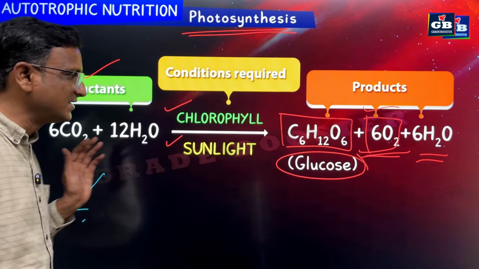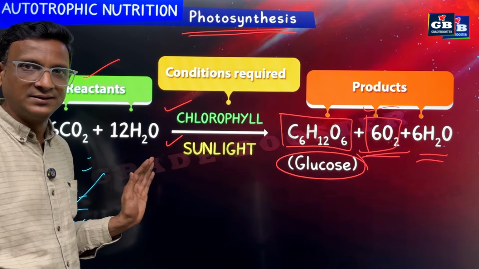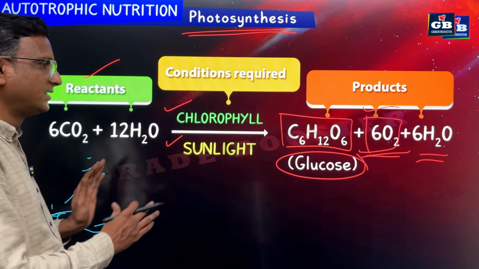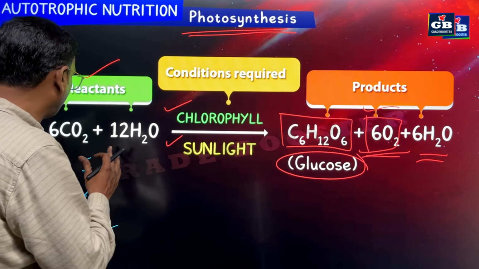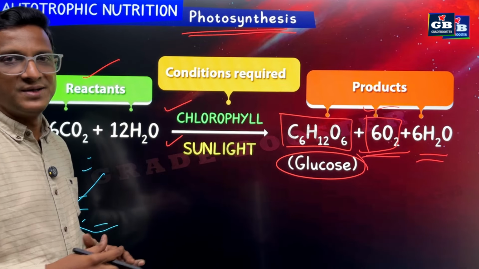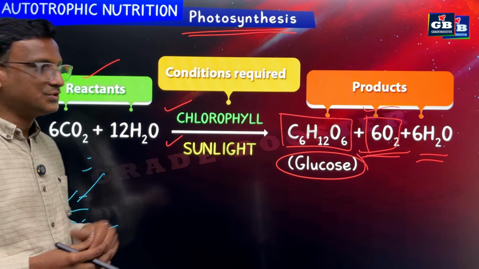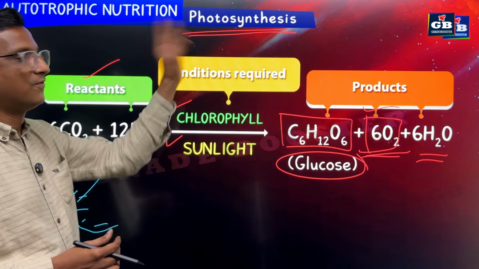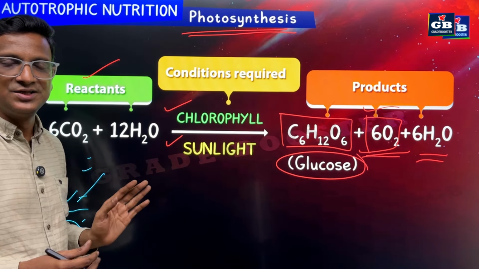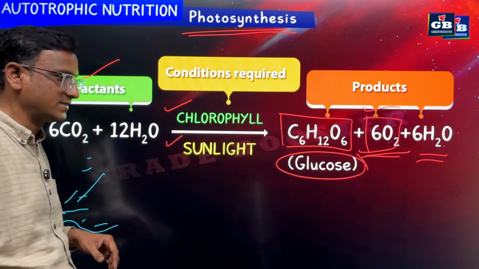Of course, this is not a balanced reaction. But to understand the reaction well, here we have the presentation of a chemical equation. So this is the equation of photosynthesis, right? So photosynthesis is the process that is carried out by autotrophic organisms.